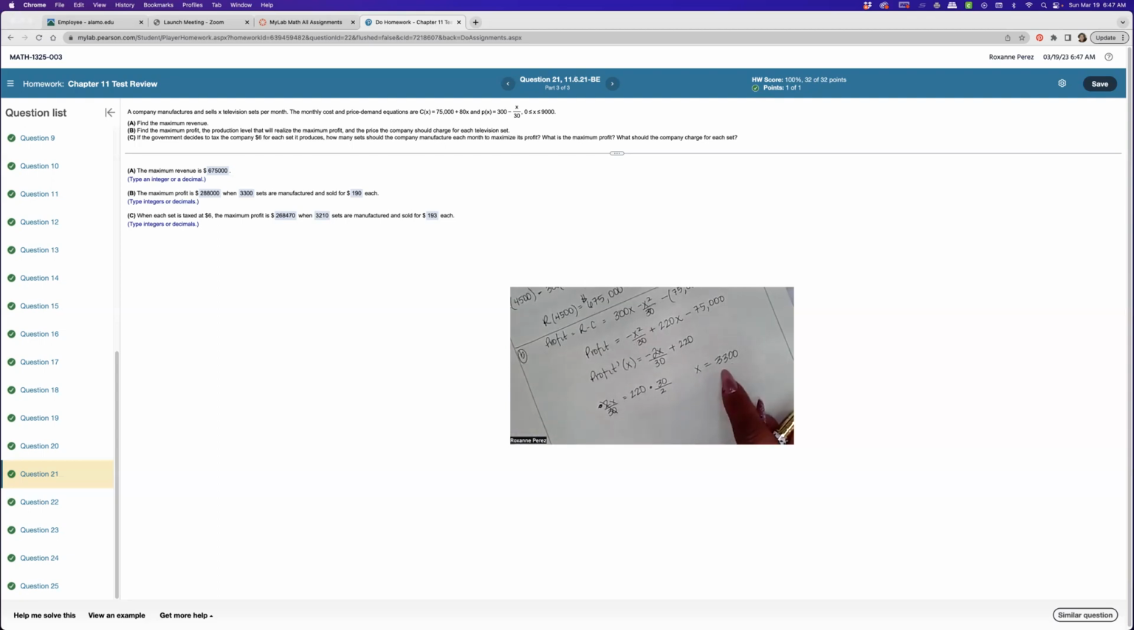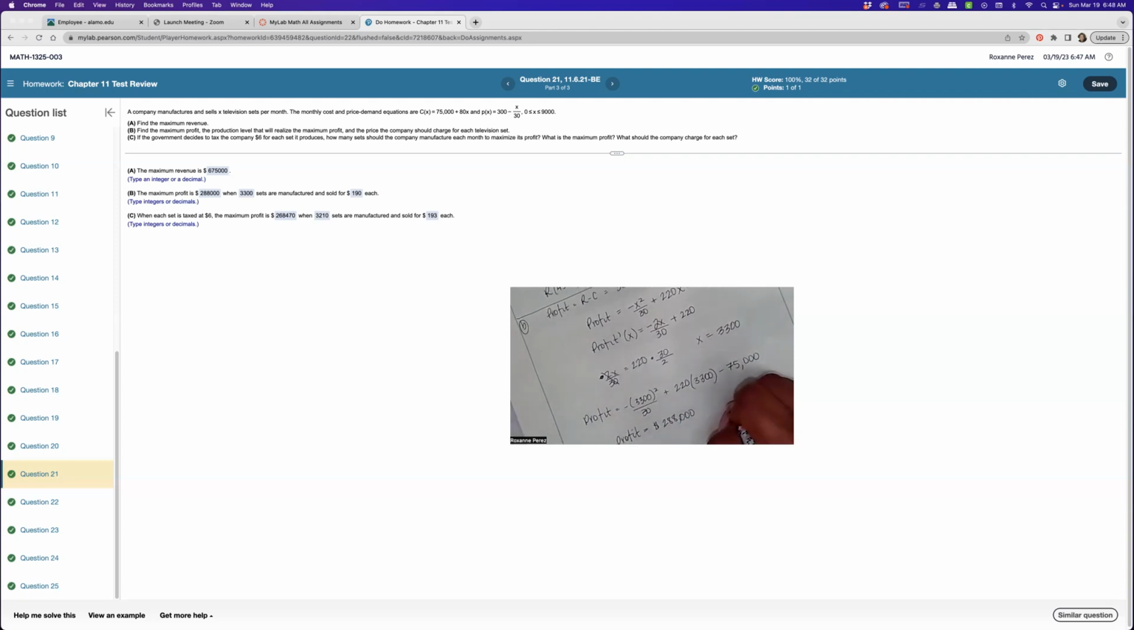Now take this quantity and plug it back into your profit function. So profit equals negative 3,300 squared over 30 plus 220 times 3,300 minus 75,000. And that's going to give you a profit of $288,000.